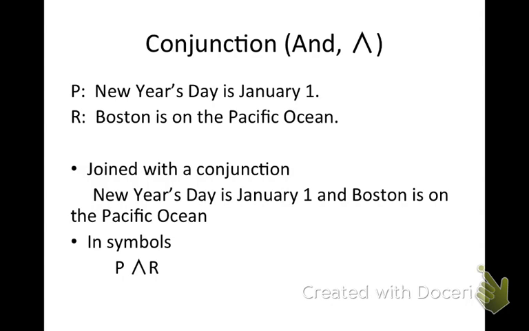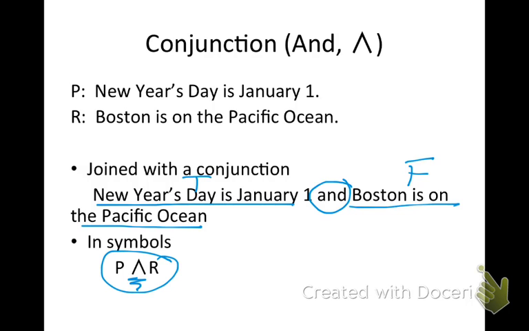Okay, so now I'm going to look at statement P joined with statement R. New Year's Day is January 1. Boston is on the Pacific Ocean. I'm going to join them with a conjunction. So the way that reads is New Year's Day is January 1, and there's my connective, Boston is on the Pacific Ocean. Now, remember, and could be but, however, there are other words that represent and also. But when you see the word but, when you see the word however, it means and. So this one was true, but this one was false. Boston is on the Pacific Ocean is a false statement. In symbols, I would write P and R just like I did with P and Q.